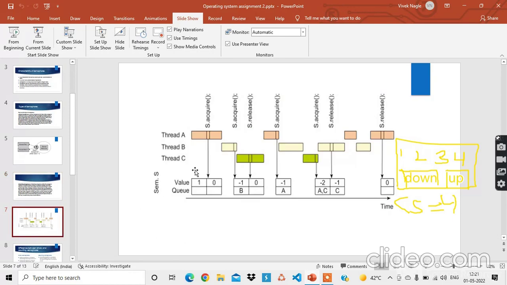So in the diagram we can say that there are three threads A, B and C, and the value of the semaphore is 1. Then decrement, so the value becomes 0. Then again decrement, the value becomes minus 1. Then again decrement, the value becomes minus 2. After executing, the value becomes 0.